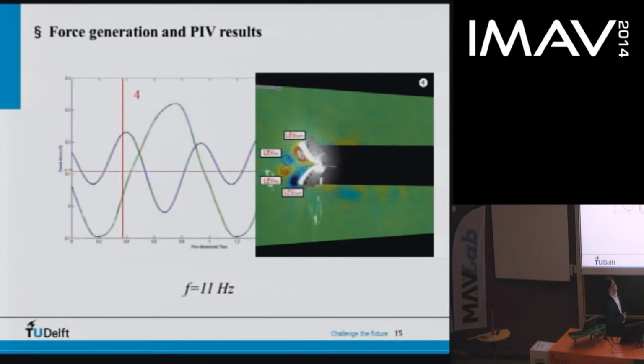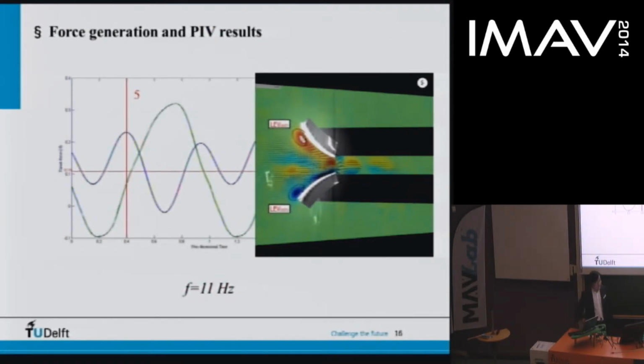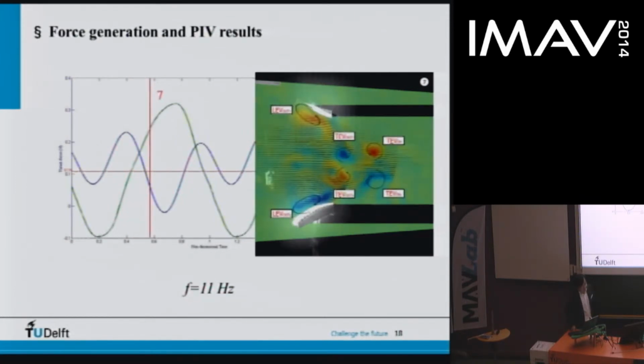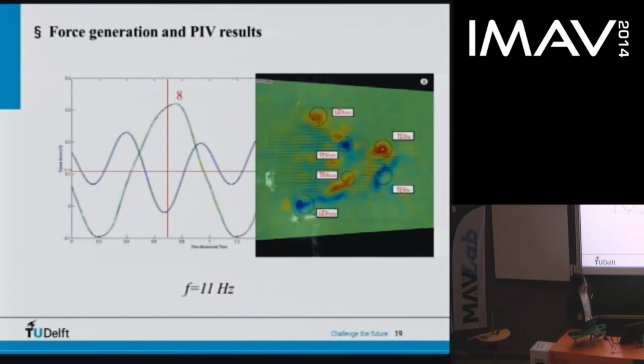Going on, we can see huge vortex pairs on both the upper and lower wings that bring much more suction on the wing. That's why we have a peak here for the thrust. Also, going on here, the vortex is starting to wrap around the wing, which brings more thrust too. Here we have the second one, where we can see the shedding of these two vortices. It's quite a complex vortex structure.